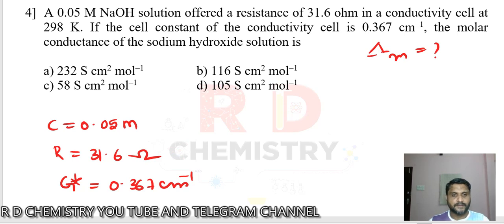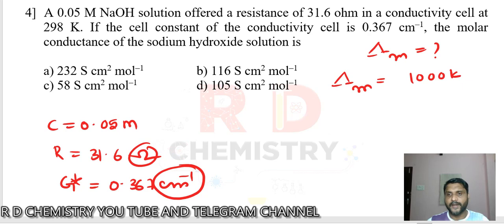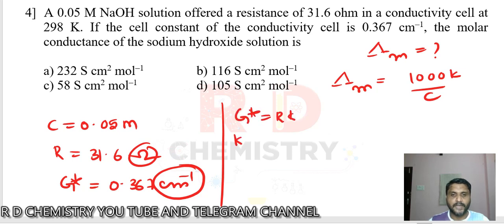Now see here. This is in terms of ohm, and this is in terms of centimeter, a non-SI unit. So we have the formula lambda m is equal to 1000 K divided by C to find the molar conductivity. So how to calculate K now? The conductivity K, kappa, is not given. What you can do is use the formula G star is equal to R K. Therefore, K, kappa, is G star, which is 0.367, divided by R, the resistance, which is 31.6.